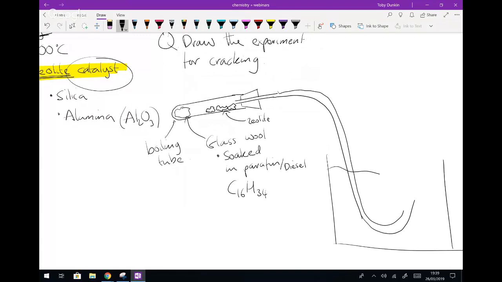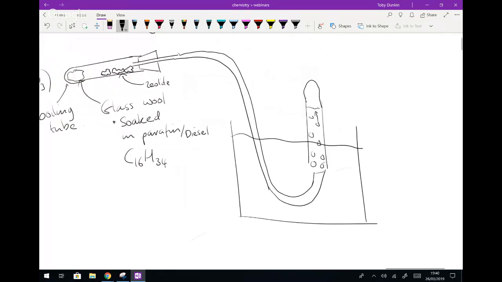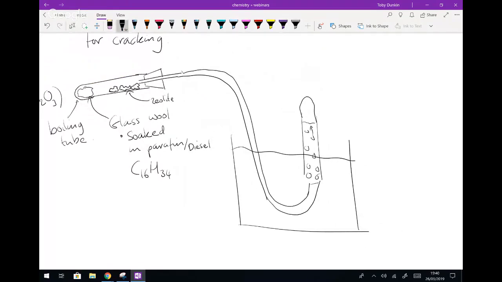And we collect this underwater. So we're going to get bubbles of gas. And then the boiling tube, or the test tube, to collect it in is also full of water. And the gas then builds up at the top. This is called fluid displacement gas collection. And that's your diagram right there. And we now heat this. We heat the catalyst and heat the oil. So we heat both.